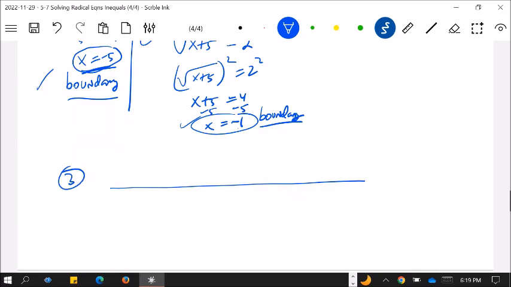And now down here, I will do the third step, which is the number line, and I'm going to have negative 5 and negative 1. So let's put negative 5 here and negative 1. And we want to pick numbers that would work to help us.